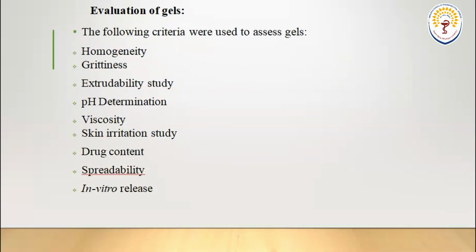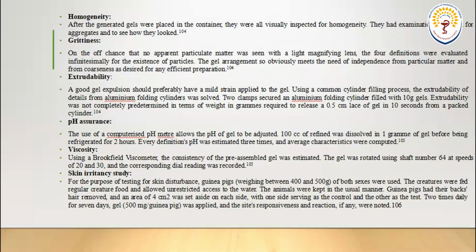Now, evaluation of gel. There are some criteria which are checked before marketing the gel, or used to check the quality of the gel prepared. The following criteria we assess are homogeneity, grittiness, extrudability, pH determination, viscosity, skin irritation study, drug content, spreadability, and in vitro release.